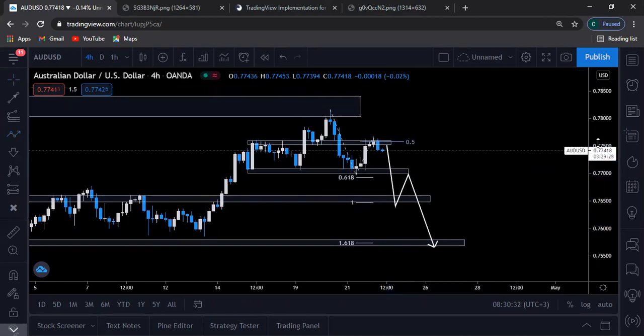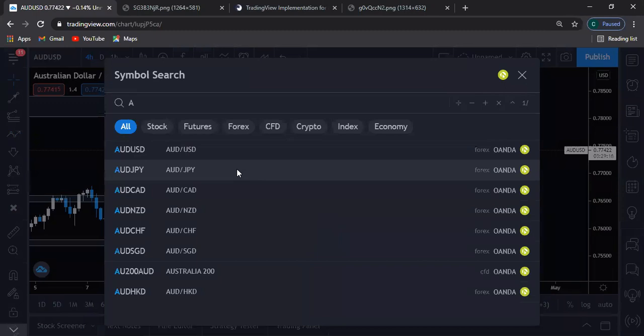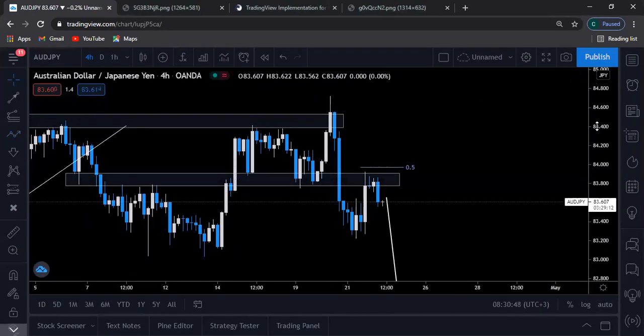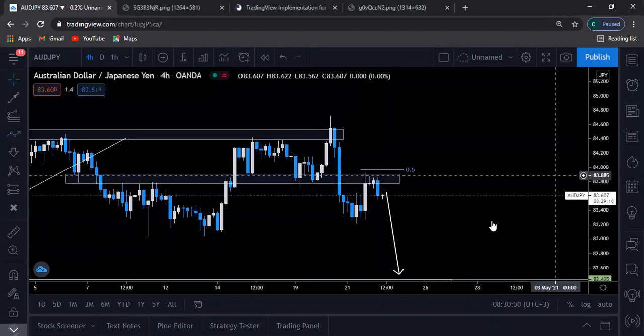Now, that will be up to you to look for potential setups and entry points according to your entry criteria. This is the first trade, Aussie USD. We know that Aussie USD moves in correlation. It's a positive correlation pair with USDJPY.